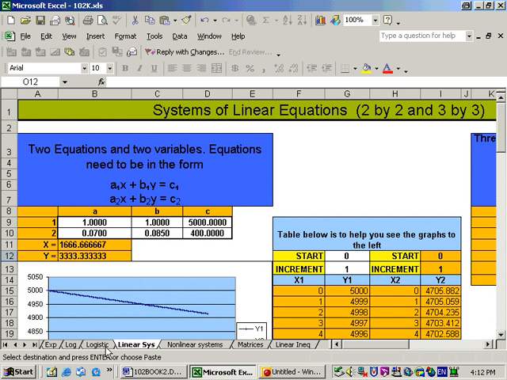To solve that, just go to your linear system and put in your coefficients: 1, 1, 5,000, and 0.07, 0.085, 400. And we get that solution right here. That means that she should put $1,666.67 in the 7% account and $3,333.33 in the 8.5% account. And that would be that problem.